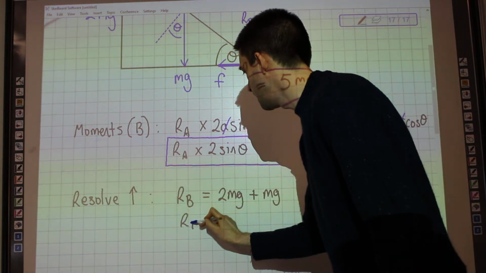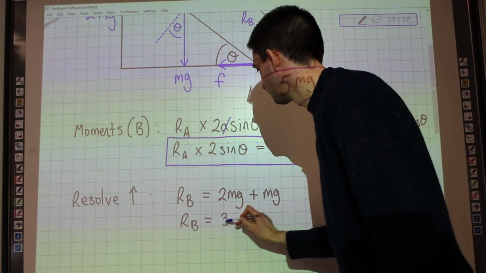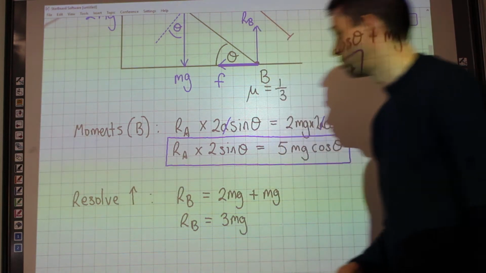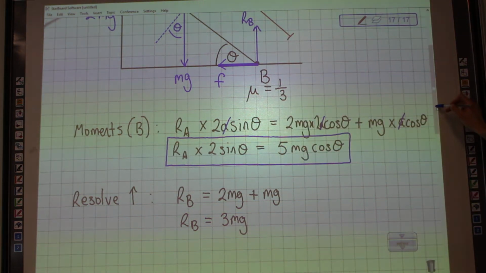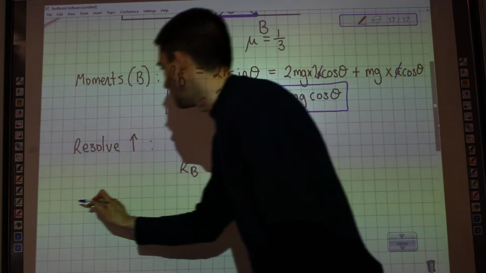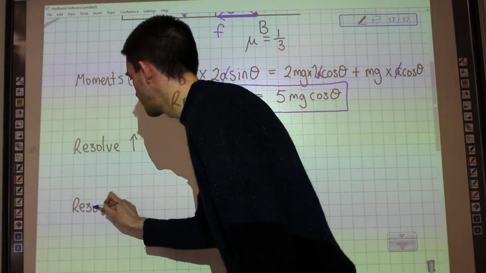So therefore RB is 3 mg. Quite nice. Right, now let's resolve horizontally.